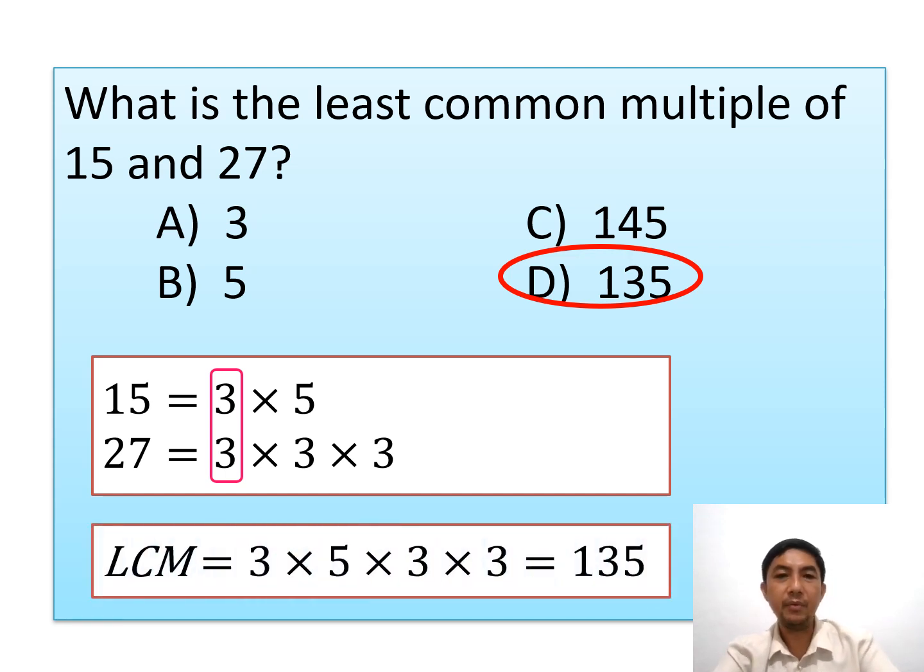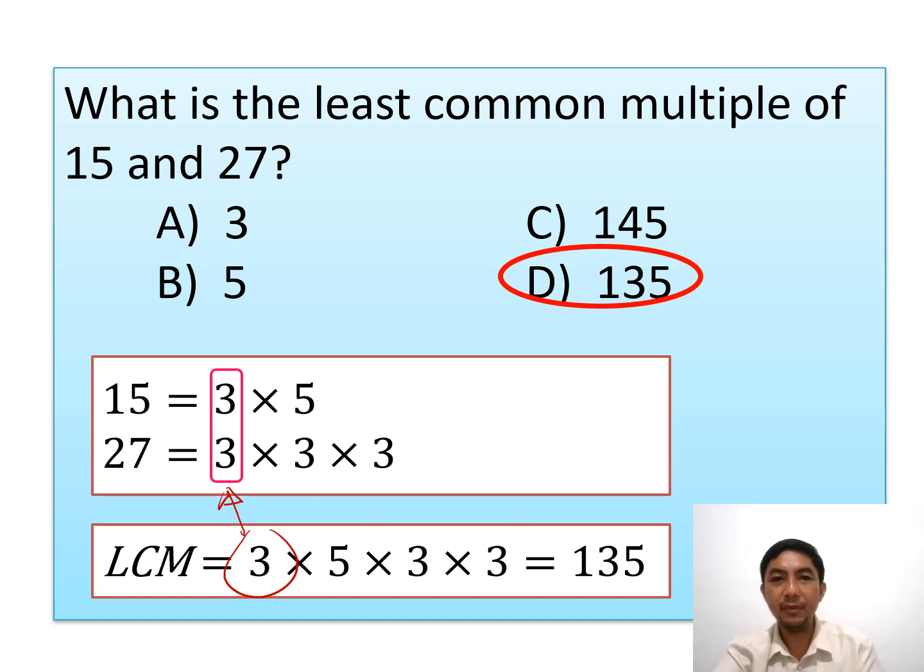And then the remaining will be multiplied to the greatest common factor in order to get the least common multiple. So here, this is the greatest common factor, and then the rest will be multiplied. So 3 times 5 times 3 times 3 will give you 135. So what is the meaning of this? In other words, 135 can be divided by 15, and at the same time can be divided by 27 without the remainder. And 135 is the least common multiple.